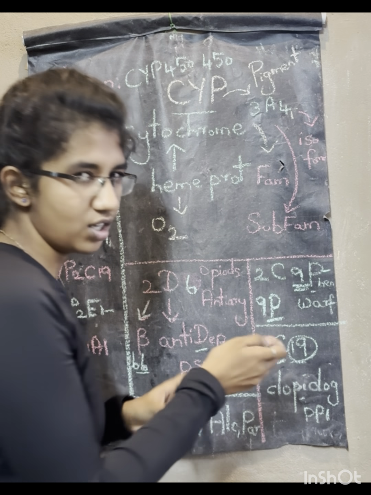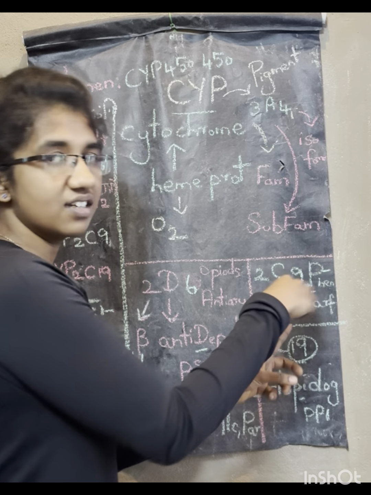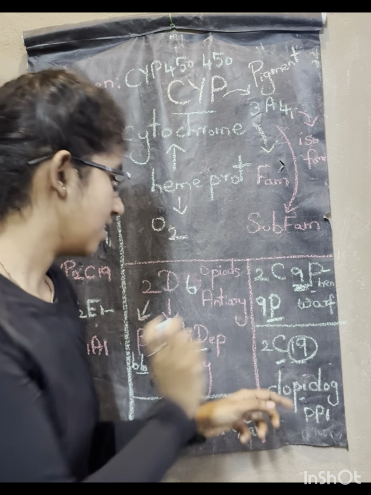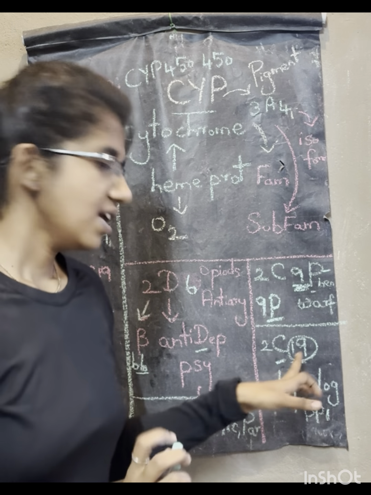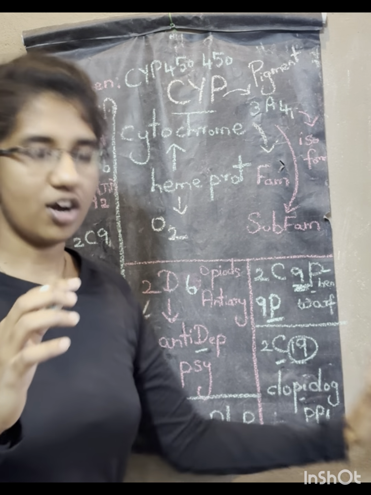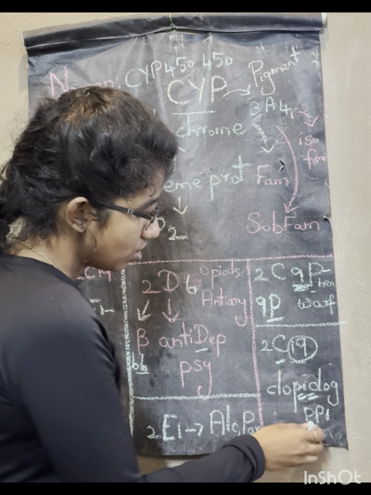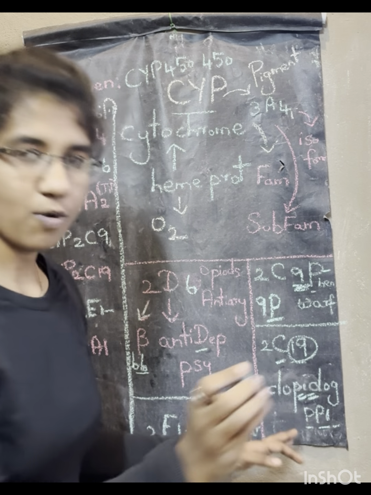So that means it's a huge number than 9. So for simply 9 you have to remember that P. So C19 clopidogrel, a big name. So C19 clopidogrel, and clopidogrel, P is coming, I is coming, right? So PPI. So that is proton pump inhibitors.